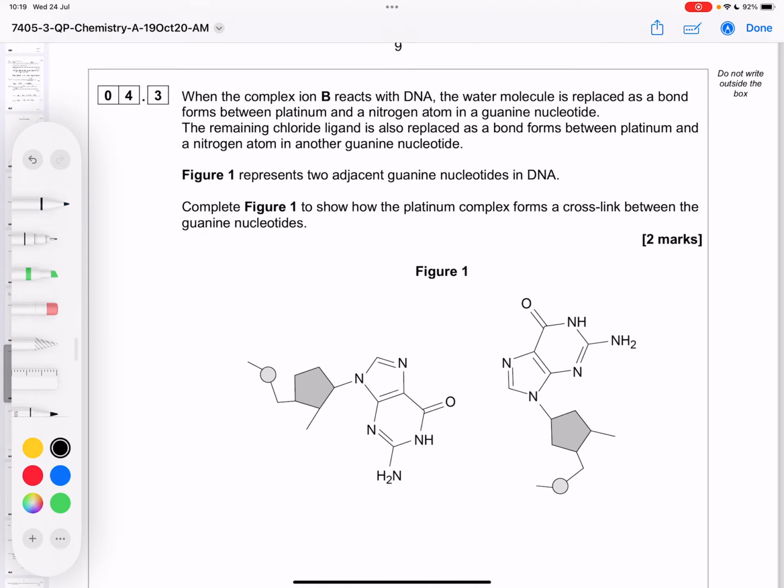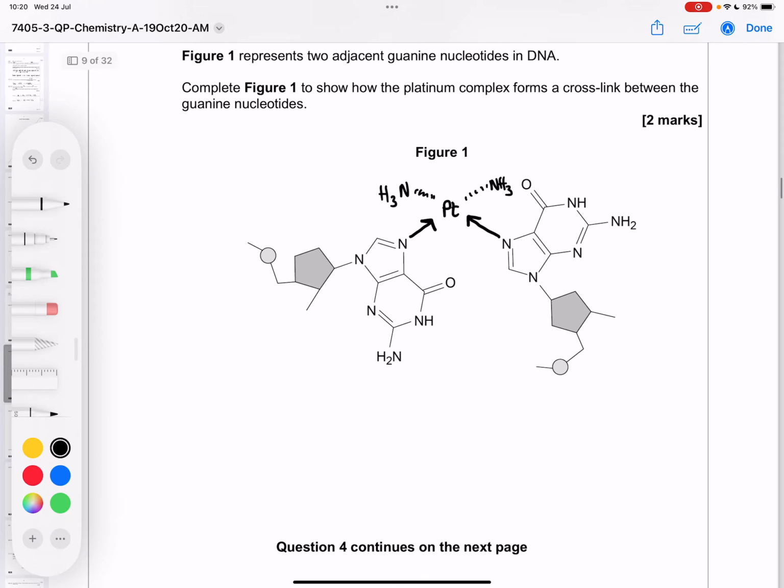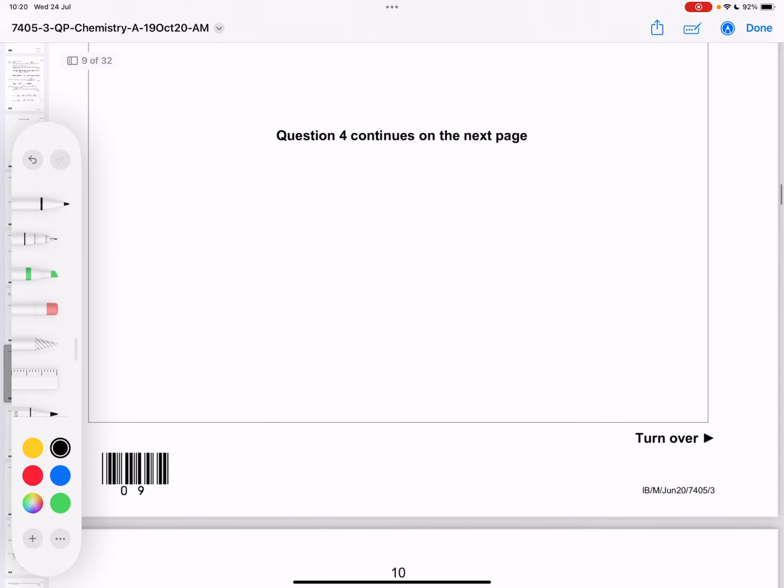Now they're using a lone pair, but they're using it to form a coordinate bond. So I'm going to represent that by an arrow. And then we've got the two bonds to nitrogens in ammonia. And there is our cross-linked guanine and cisplatins.